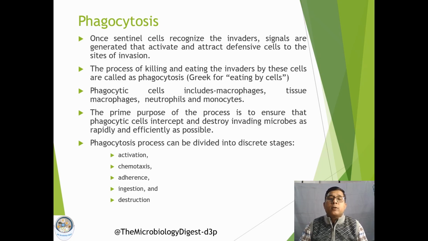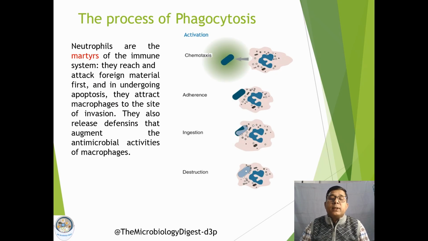The process of phagocytosis has different discrete stages, namely activation, chemotaxis, adherence, ingestion, and finally the destruction. All these processes come into place sequentially, one by one, and finally the invader will be killed and eliminated. So this is how phagocytosis occurs.